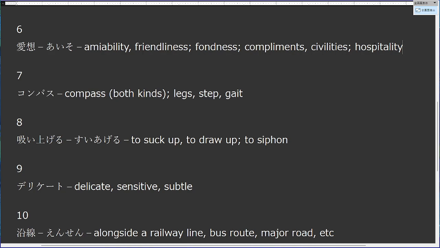Aiso are affectionate ideas or affectionate feelings. Hospitality. Aiso is affection, amiability, or hospitality. Fondness, amiability, likability, or hospitality. Aiso.